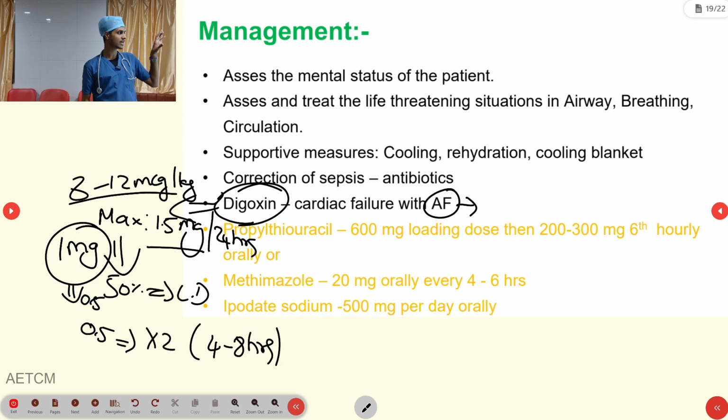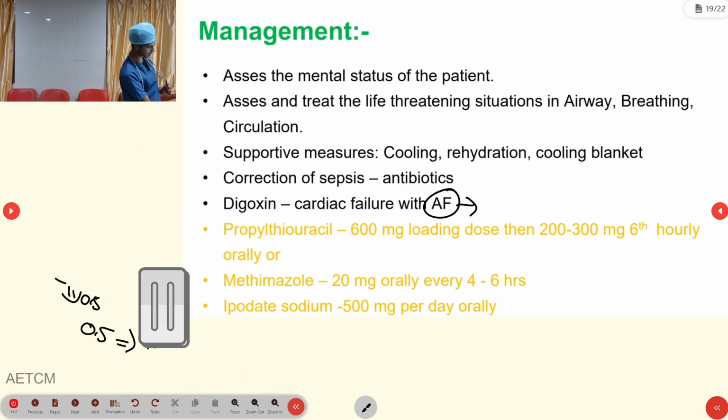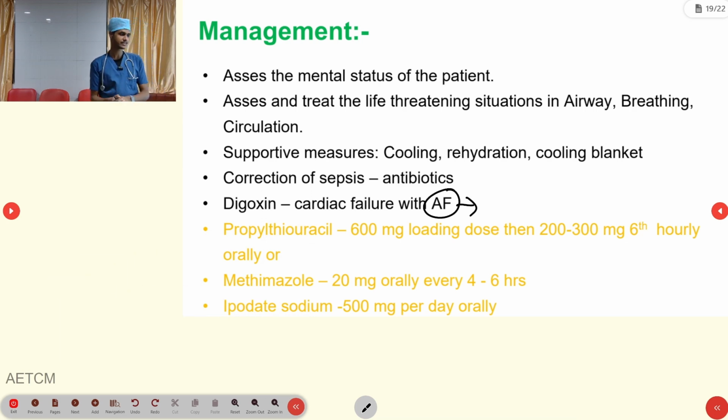So 8 to 12 mcg per kg, maximum is 1.5 mg. Half of the dose you have to give as the loading dose, and then the other half you have to divide into 2 doses and administer at an interval of 4 to 8 hours. So 2 times you have to administer. So this is regarding digoxin in the management of atrial fibrillation.